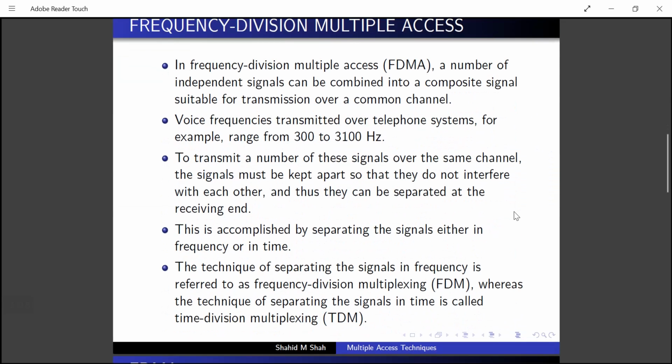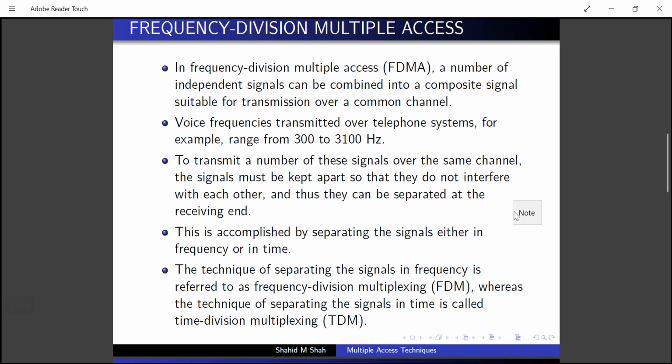techniques. So frequency division multiple access, most of you might be aware that we call it FDMA. We have a lot of independent signals which can be combined into a composite signal for transmission over a common channel. Let me give some example here, what it actually means.